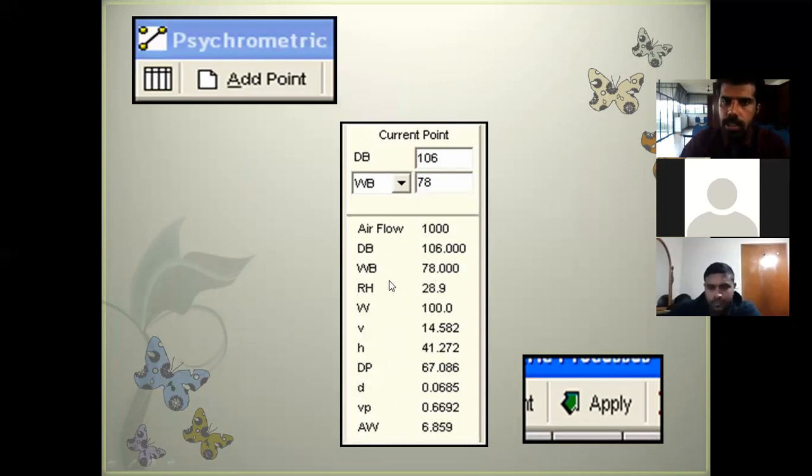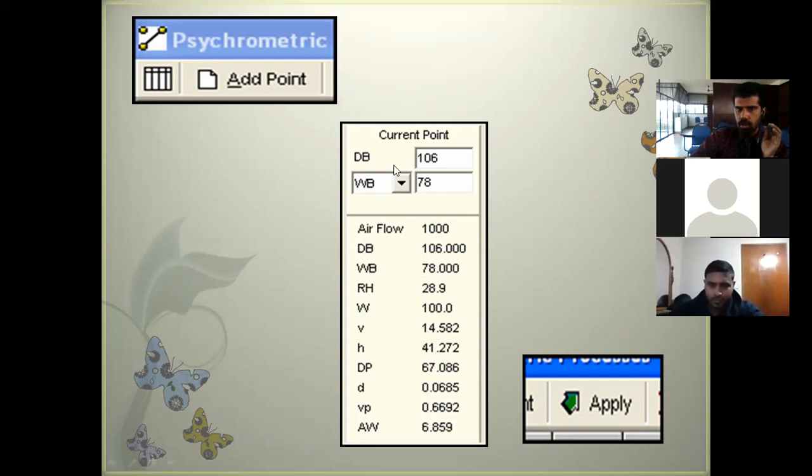In order to get all the other air-water vapor mixture properties, at least you have to give two inputs. You need to know two inputs, in which the dry bulb temperature is a must. This temperature you have to give. Here you can change the wet bulb, or you can give relative humidity or enthalpy or whatever it might be. When you give these two values, you will get all the other values.